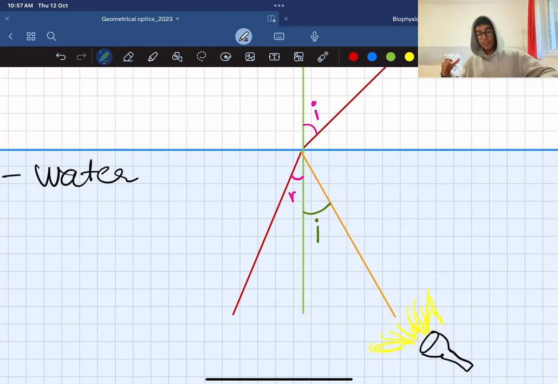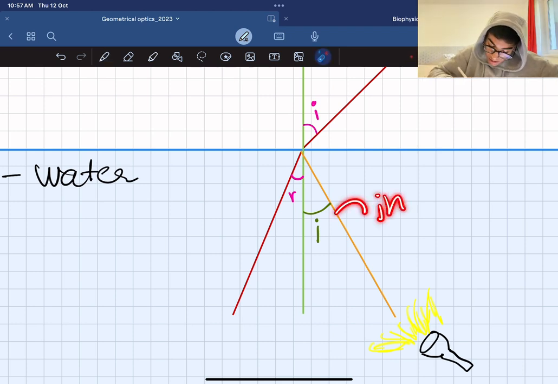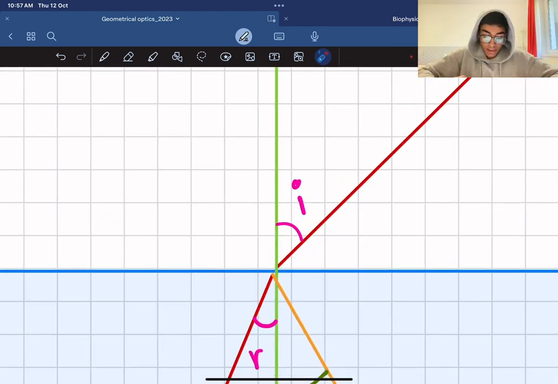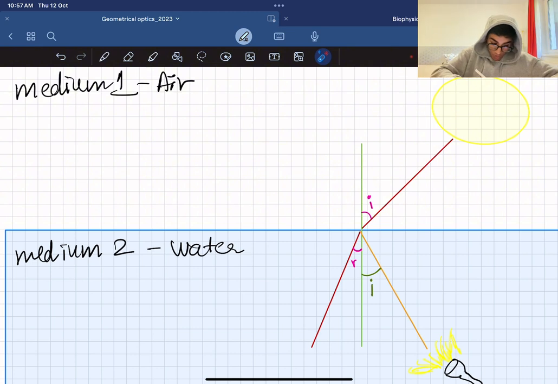Why? Because the ray is coming from here. The ray is not coming from outside. So this ray is now the incident ray. And let's see now how it bends. Now we know that N1 is medium 1, and air is now medium 2. So let's change that and write medium 2, and this we will write medium 1.